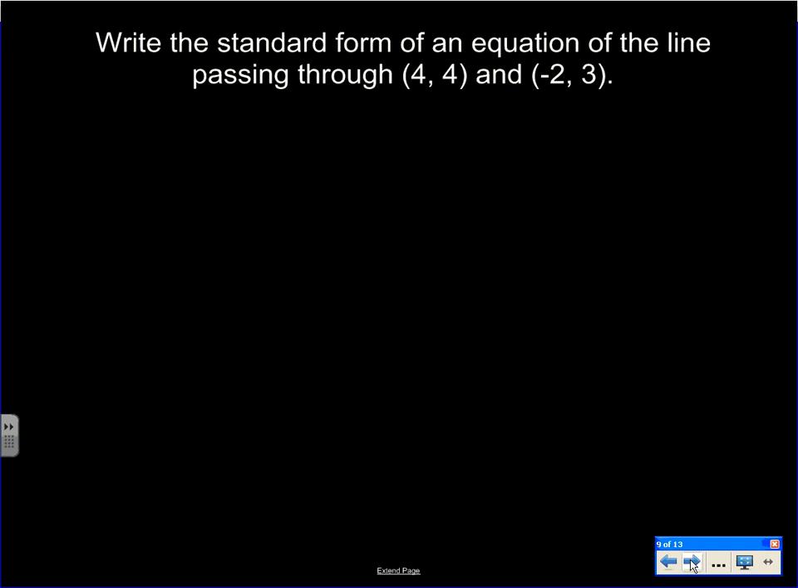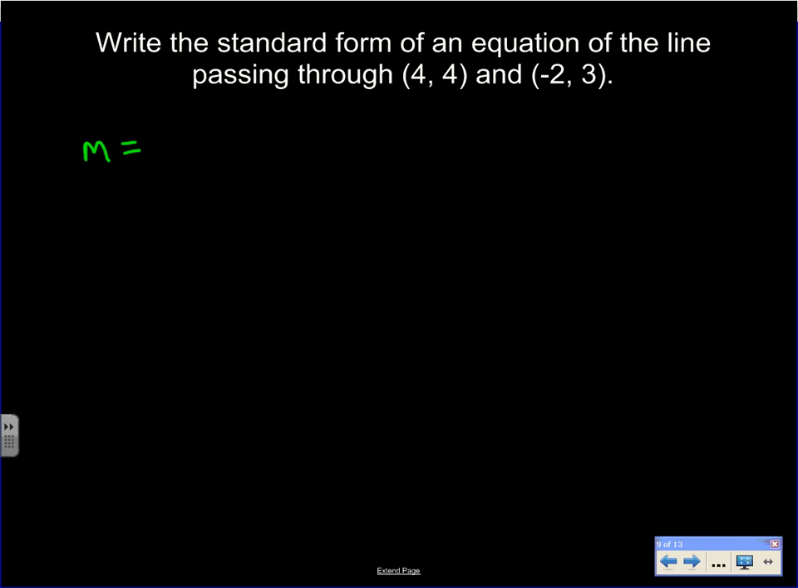Now we're going to come to a situation here where it says write the standard form of an equation of the line passing through the points 4, 4 and negative 2, 3. Well, in this situation, you have to either put it in slope-intercept form first or point-slope form, and then you solve it out like we did in the first 4 examples, getting ax plus by is equal to c. So in this situation, I'm going to write a point-slope form of an equation, and then I will change it to standard form.